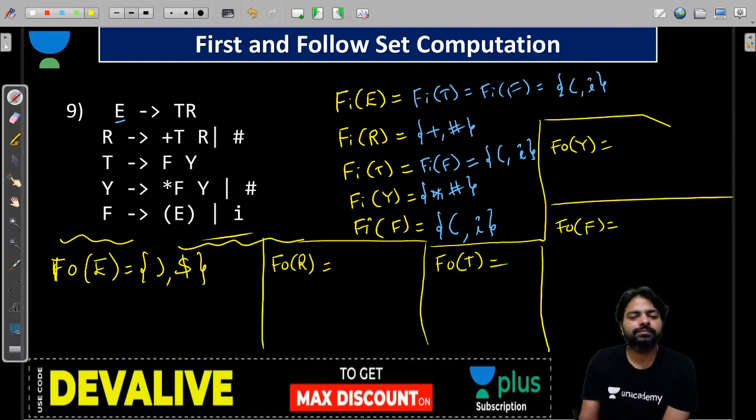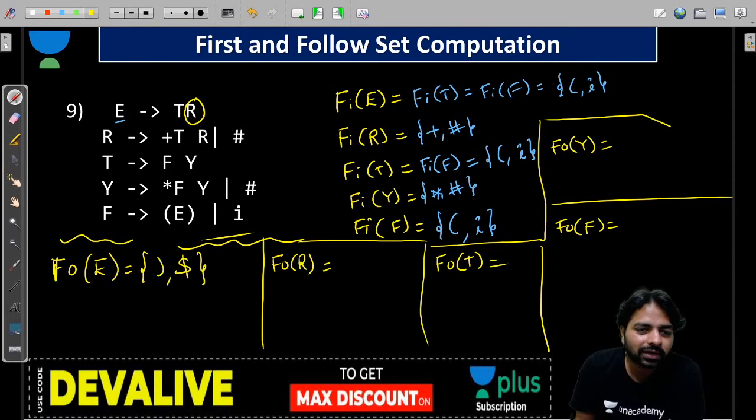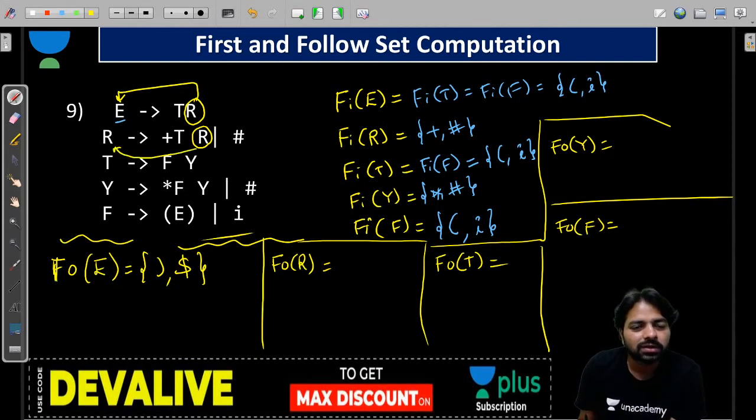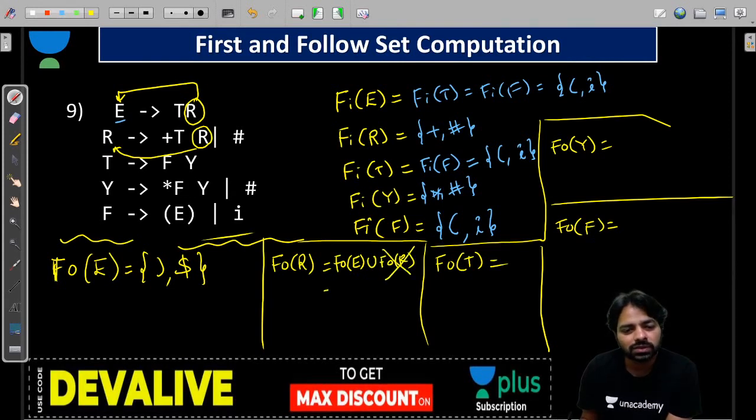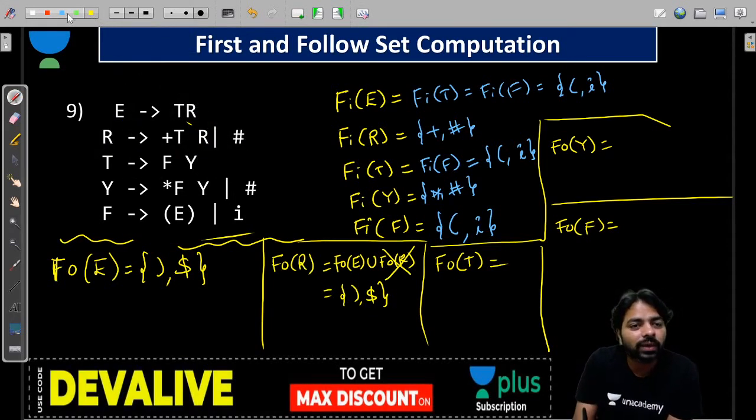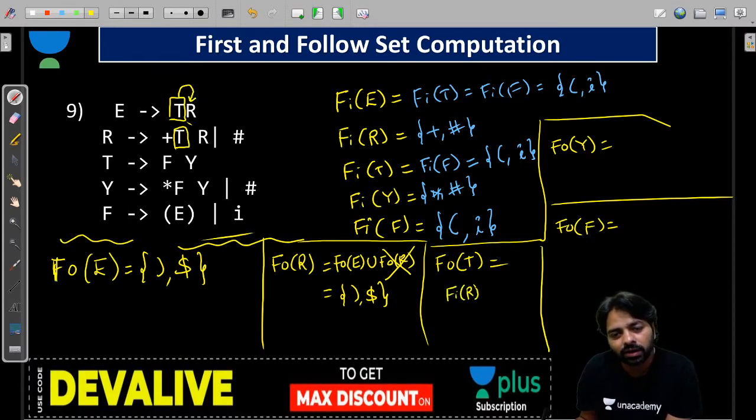Then follow of R, look at the whole grammar again. One, two, that's all. So follow of R means follow of E. Here follow of R means follow of R. So the second one you can ignore: follow of E union follow of R. You can ignore this. So follow of E already calculated, so easy. That's about follow of R. The follow of T, look at again, one, two, that's all. And follow of T is nothing but first of R. First of R union R we can believe because it always gives something. This follow of T is also the same, so you can ignore one of the first of R. This is equal to first of R already calculated, plus hash.